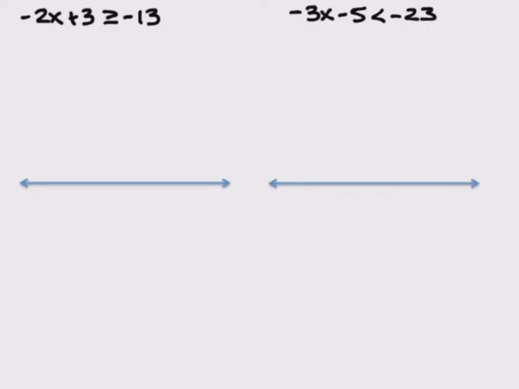Alright, remember earlier when we discussed how to solve inequalities that involved just one variable. For example, negative 2x plus 3 is greater than or equal to negative 13, or negative 3x minus 5 is less than negative 23. So why don't you take a second to pause the video, please solve each of these inequalities and graph them on the number lines below.